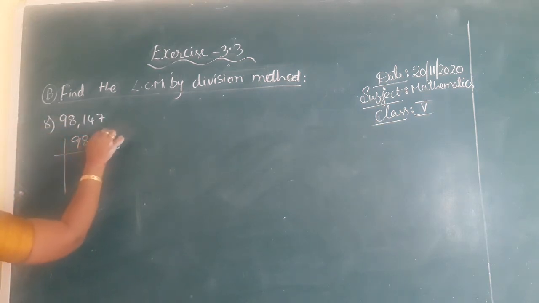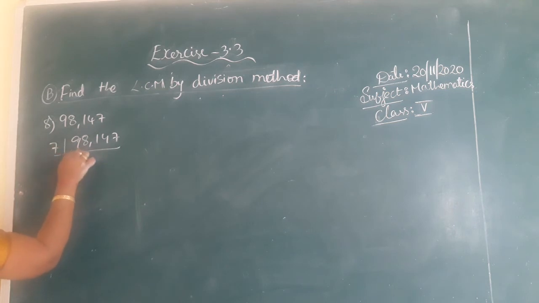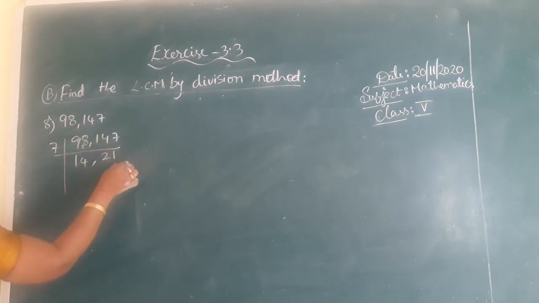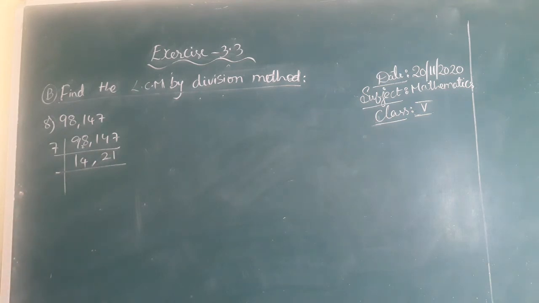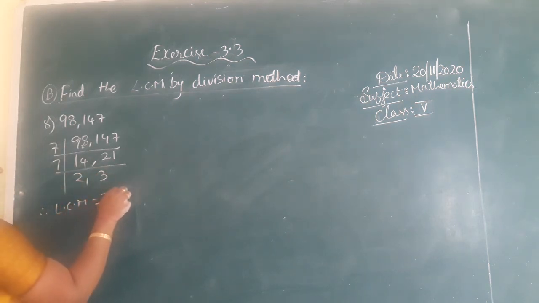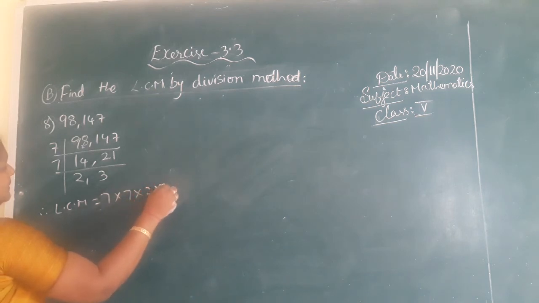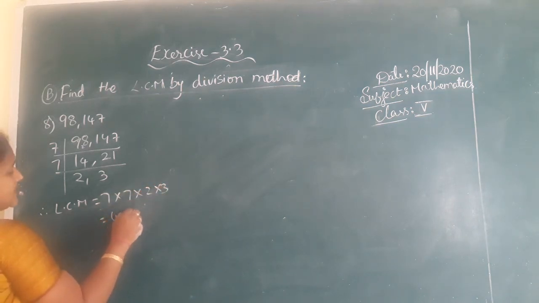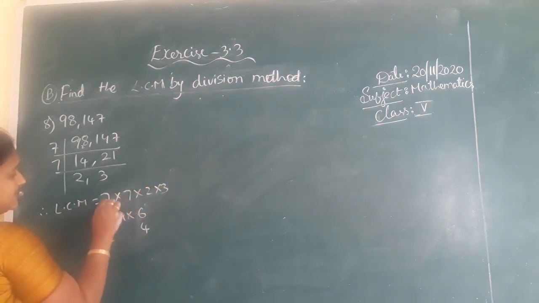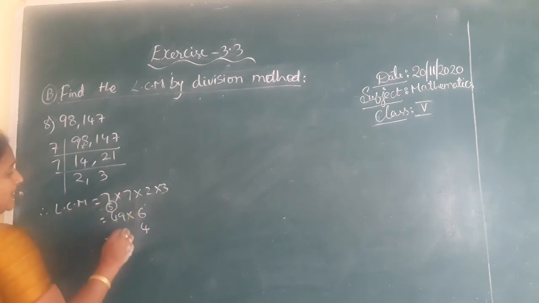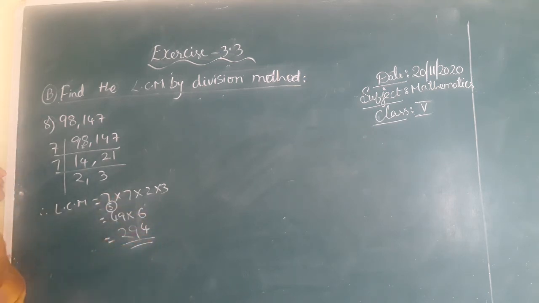These two are divisible in the 7 table. 7 14s, 98. 7 21s, 147. 14 and 21 are divisible in the 7 table only. 7 2s, 14, 7 3s, 21. So LCM equals 7 into 7 into 2 into 3. 49 into 6. 6 9s, 54, 6 4s, 24 plus 5, 29. 294 is the answer. See the ninth one.